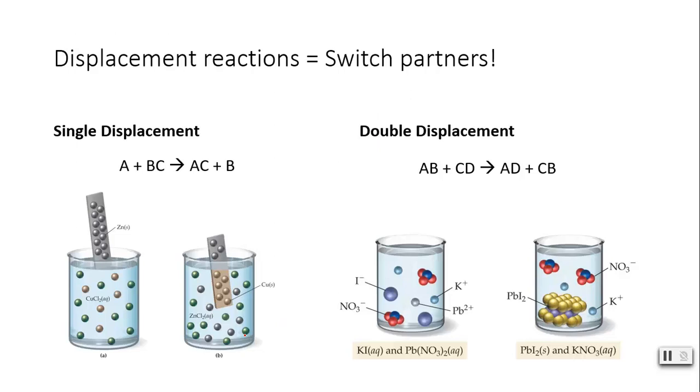And then finally, we had single and double displacements. Single displacements, that's where one species switches partners with the other. Many times single displacement reactions can also be redox reactions. And in double displacement reactions, that's where everyone switches partners, where you have the cation of one species pairing with the anion of the other species. We saw a double displacement reaction occur with potassium iodide and lead-2 nitrate. And that was also a precipitation reaction because it formed a solid.